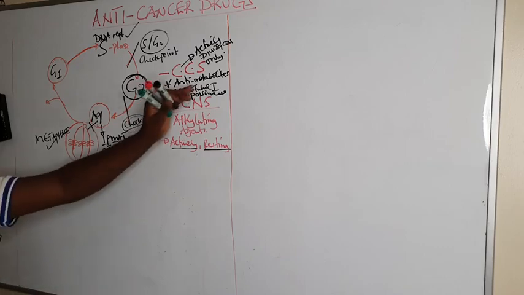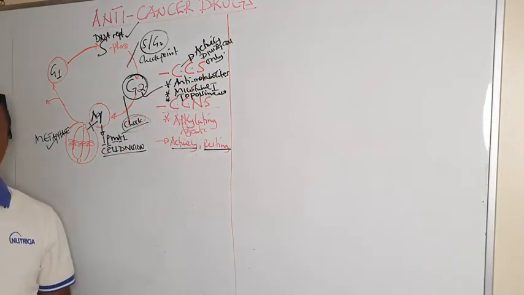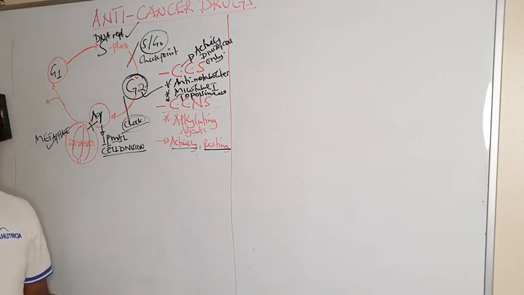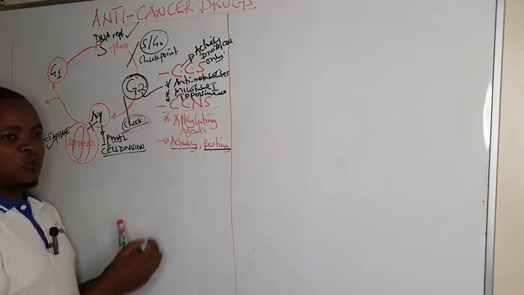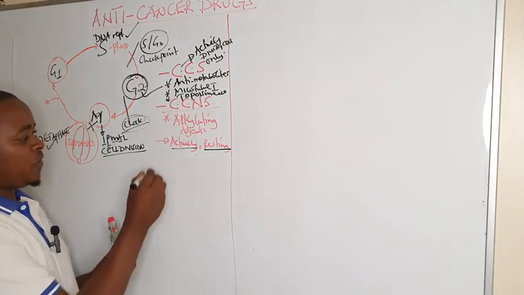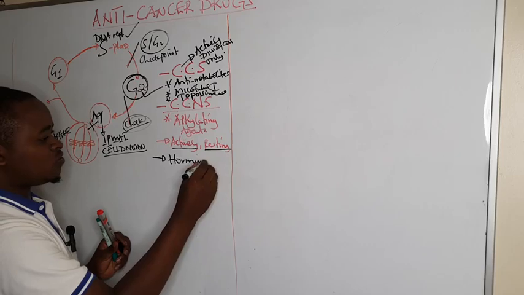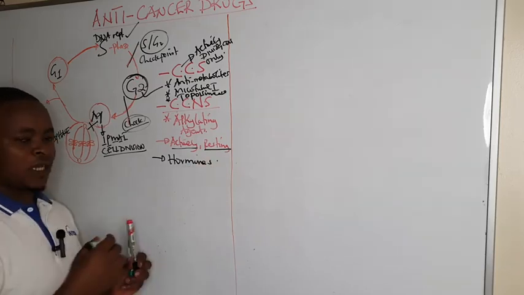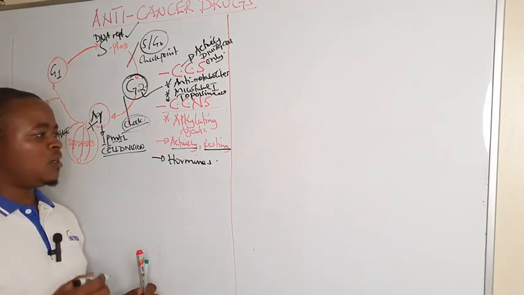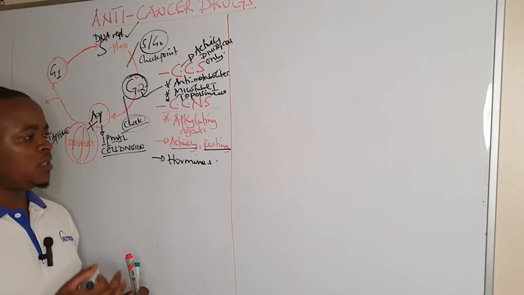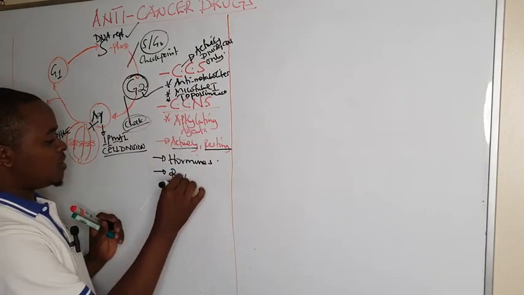We're going to begin with those which are cell cycle specific, and we shall end with those which are cell cycle non-specific drugs. And let's not forget that apart from these which are based on the cell cycle, we also have hormones which can be used to treat cancer. Hormones like estrogen, glucocorticoids, or what you can call corticosteroids, androgens. Then we shall also see radiation being used.